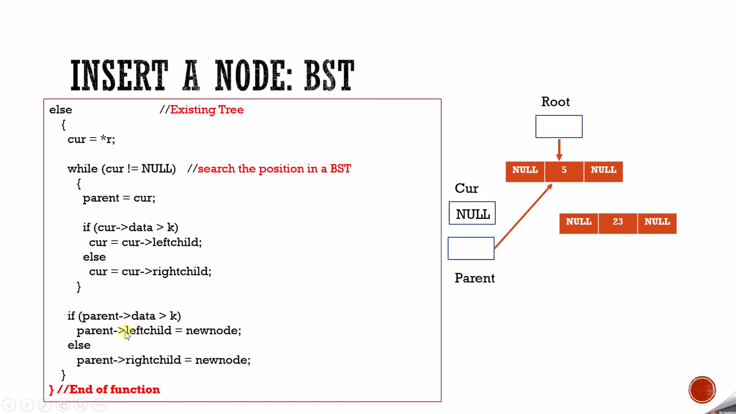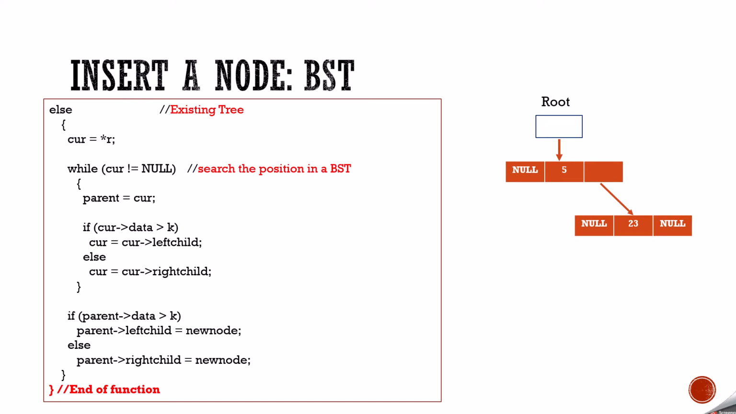So parent arrow right child will be the new node. That means this is the parent arrow right child, and we are going to assign the address of the new node to this right child. Consequently, it starts pointing to the new node, and this becomes the right child of 5. So let's see one more example.